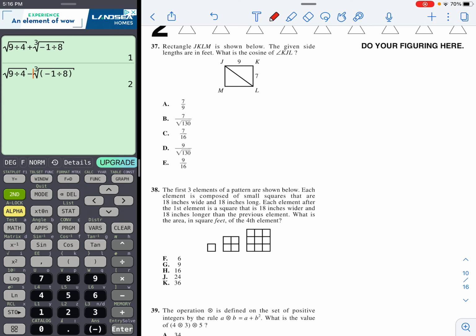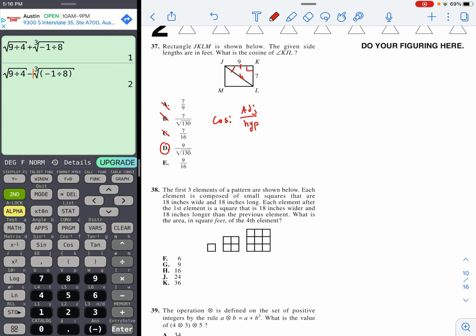Question 37, rectangle JKLM is shown below. What is the cosine of KJL? Okay, it's a rectangle, so we do have a 90-degree angle, so we can use sine, cosine, trig, all that good stuff. But what's made this difficult is that we want the cosine. So cosine is equal to the adjacent divided by the hypotenuse. The adjacent side, I know it's 9. From that alone, I can guess it's going to be D or E, and I know the answer is going to be D.